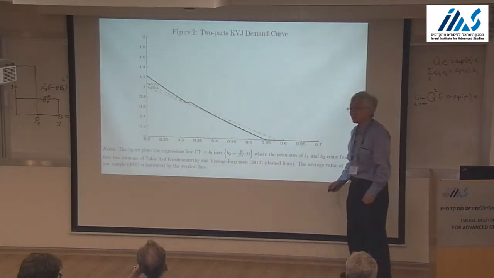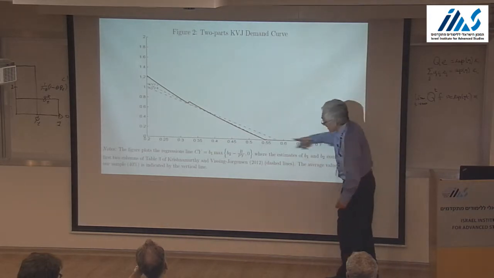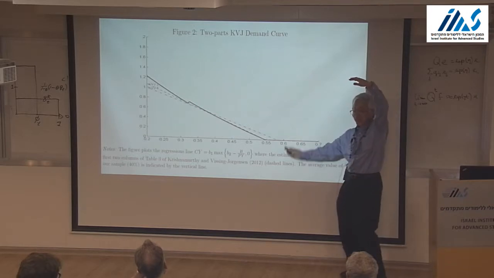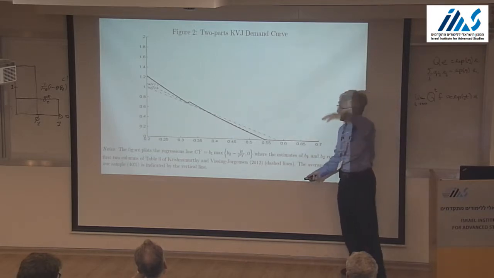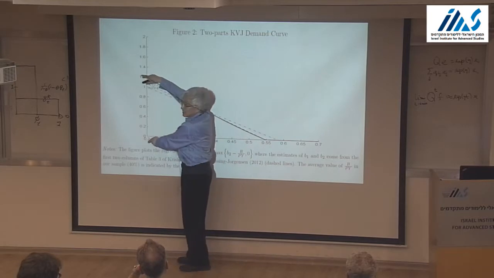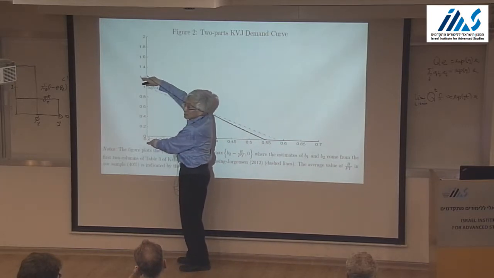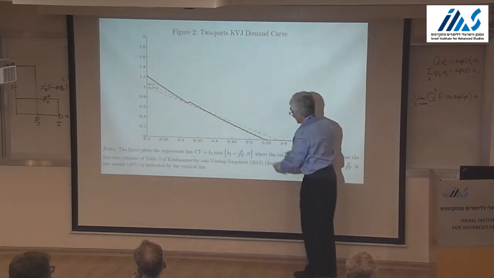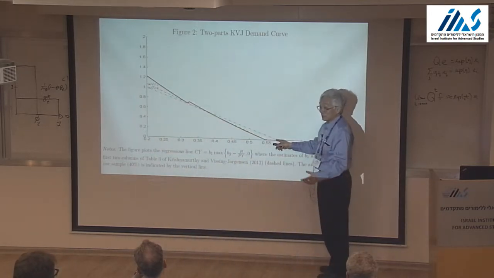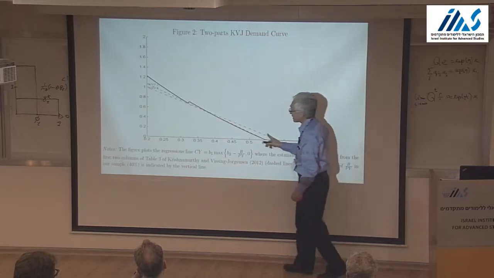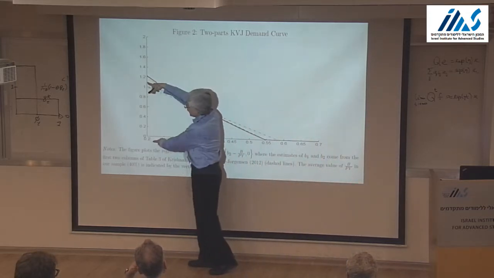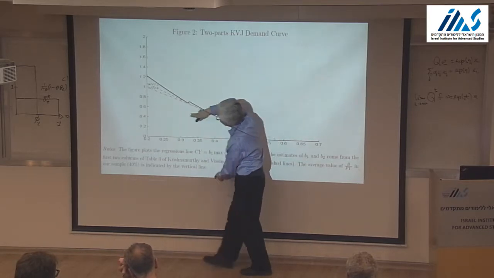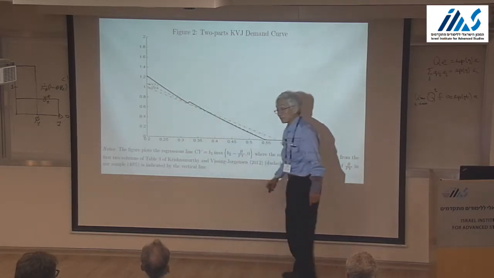Krishnamurthy and Vissing-Jorgensen's picture. Basically, the horizontal line is the treasury security supply relative to nominal GDP. The vertical is this convenience yield, the expected value of the liquidity service. And they have an estimate: if you have a lot of them, the yield spread disappears, and with smaller supply, the yield spread is bigger. The average is around here, 0.4, and the average yield spread is about 0.5.